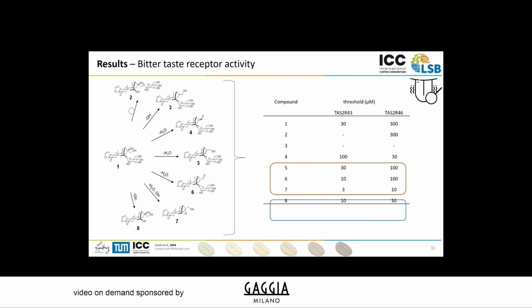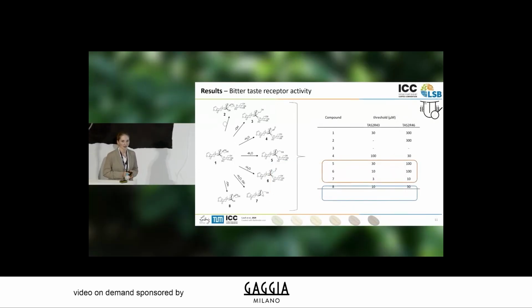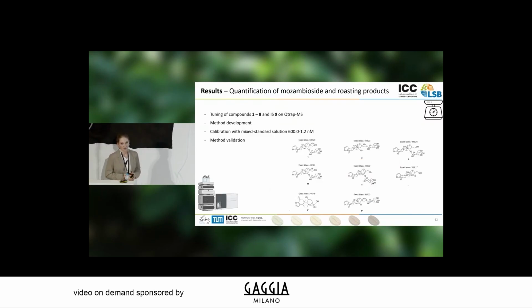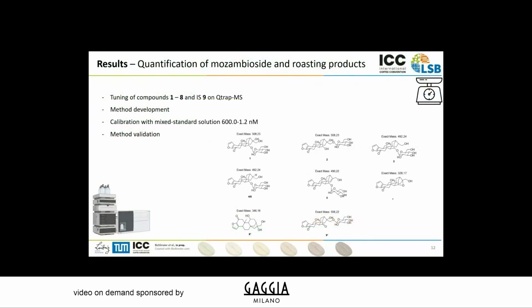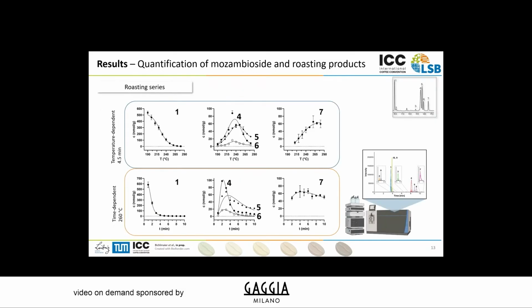And subsequently, we wanted also to know which amounts we can expect in authentic coffee samples. So we developed a quantitative Q-trap MS method and tuned 1 to 8 for this method. We synthesized an internal standard, which is depicted here with number 9, and validated this method. So our first package of samples were roasting series.